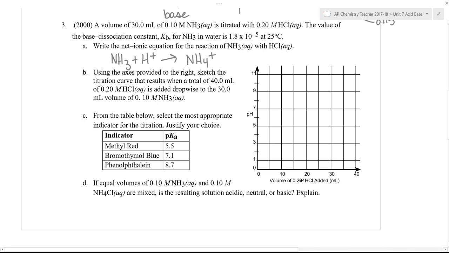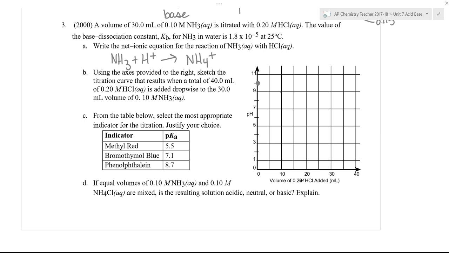So some things that you want to look for in this curve. I've got some notes here on what they were looking for in the AP exam. They're looking for the initial pH to be high. You didn't have to calculate what it was exactly, but if you did, it would be somewhere around a pH of 10. You want to show that the equivalence point is around 15 milliliters.